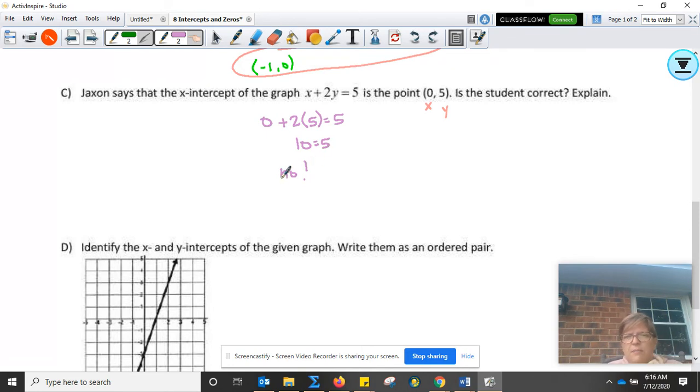All right. But I think that he actually did the y-intercept. That's actually the y-intercept. So (0, 5) is the y-intercept, not the x-intercept. (5, 0) would be the x-intercept. So he actually just got those backwards. Okay? So, no.